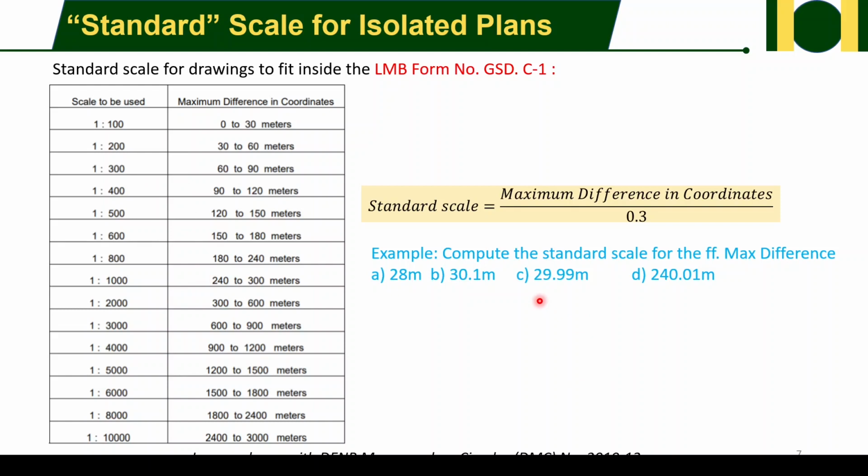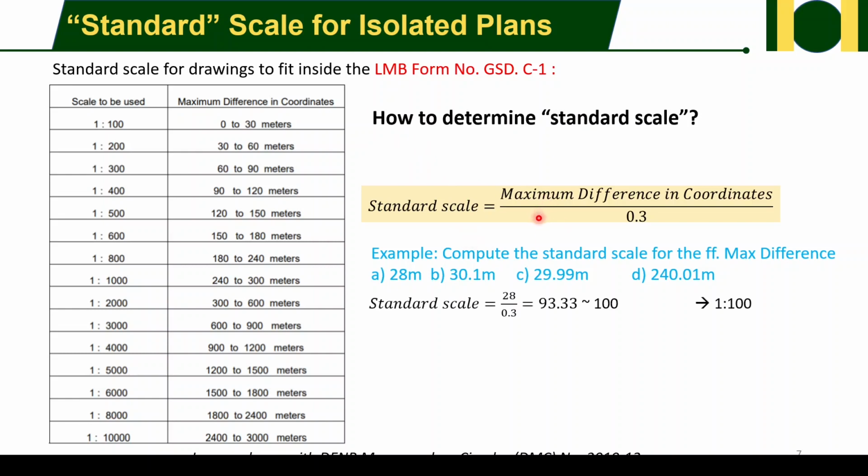Okay, so how about if we are going to use the formula, this one? Of course for letter A, the maximum difference is 28 divided by 0.3. Then simplifying, that would give you 93.33. Of course it would be 100, so the scale is 1 is to 100.